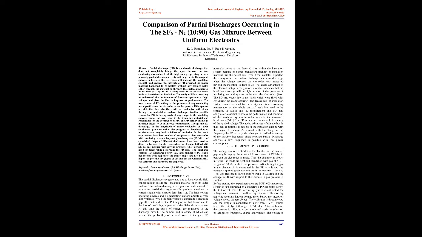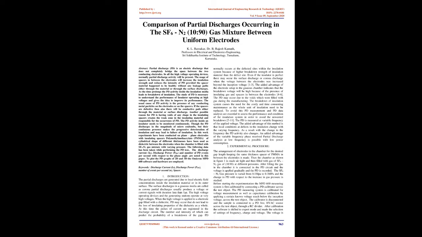As the time prolongs, the PD activity inside the insulation media leads to breakdown of insulation. The study of PD is necessary to understand the performance of insulators operating at high voltages and gives the idea to improve its performance. The usual cause of PD activity is the presence of any conducting metal particles on the electrodes or on the spacers.